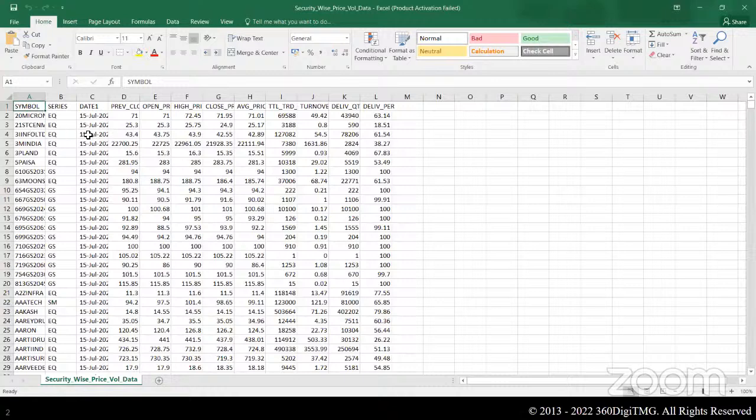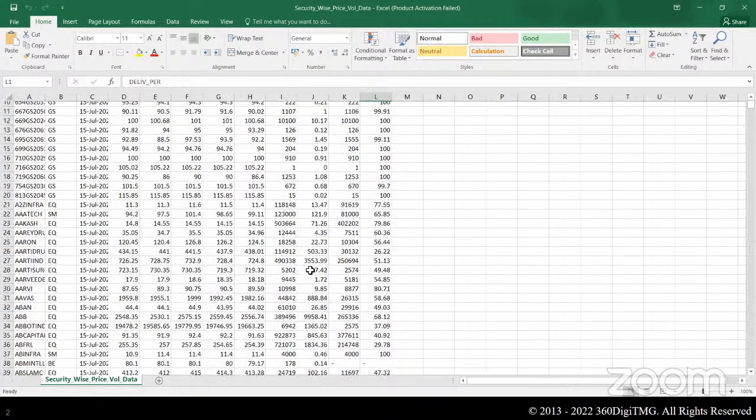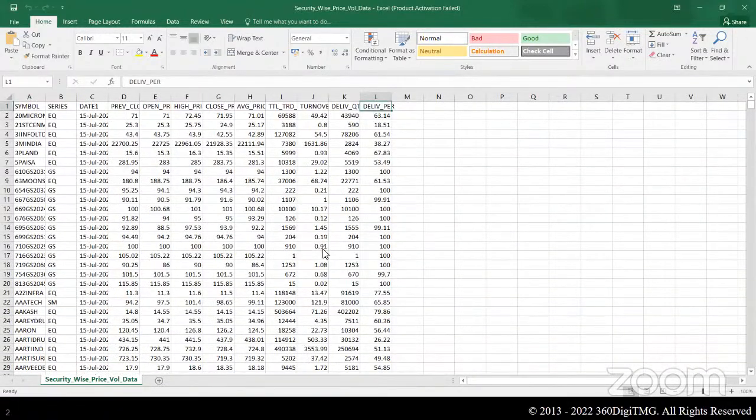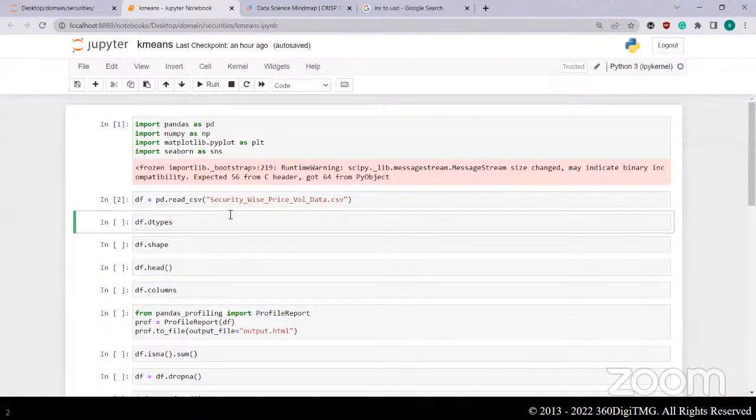So the data set is giving us portfolio prices of different companies. So security wise, price, volume data. So you have lakhs of entries here, and these entries are going to give you the closing price, the highest price, the average price, turnover, delivery per quarter. So all these things you are going to see. We'll use this data tomorrow for an ML model, but for now we'll apply pre-processing on it.